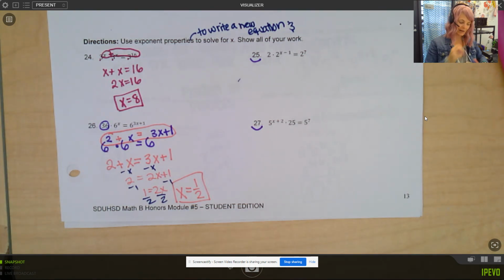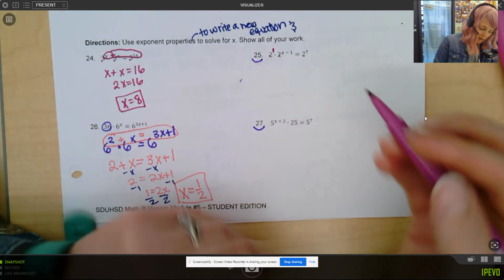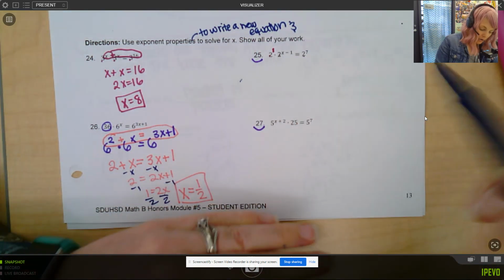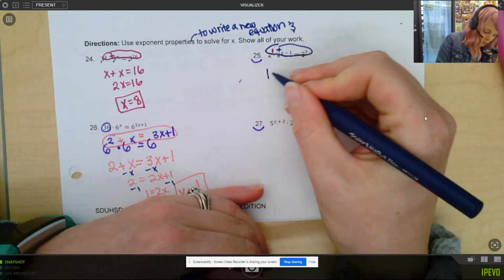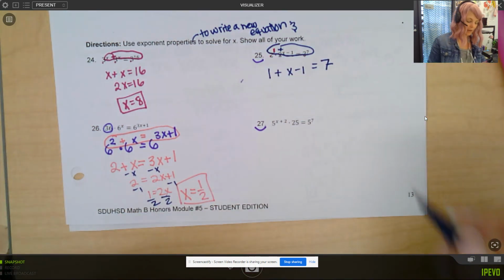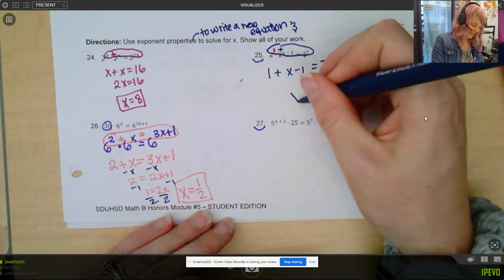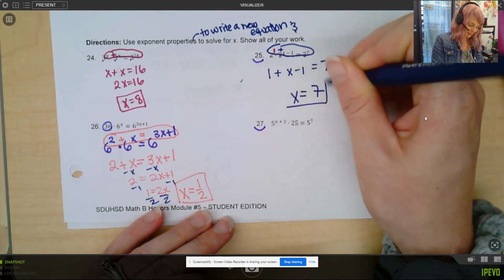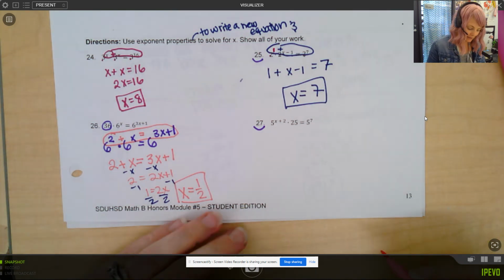Okay, let's take a look. 25, they all have a base of 2. Remember, this is an exponent of 1. So we have an equation here with just our exponents that says 1 plus x minus 1 is equal to 7. Well, 1 minus 1 is 0, so this equation is just x equals 7. Groovy. Okay, let's take a look at the next one.